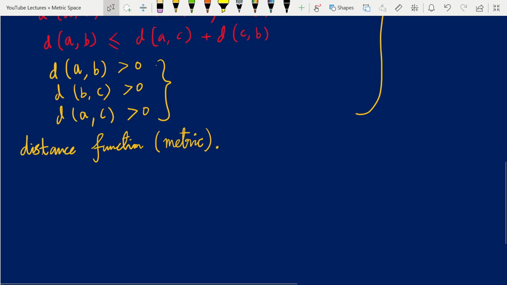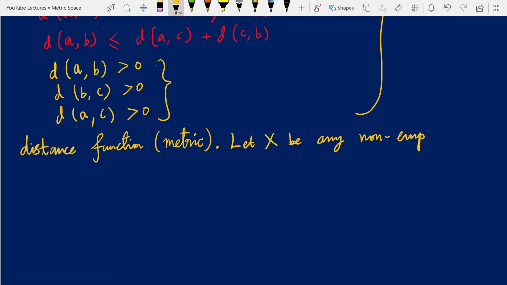So a function D, so D is a metric. So what does it take? Two elements. So just a minute. Yeah, I need a set first of all. So let x be any non-empty set. Suppose this x is any non-empty set where I want to introduce the concept of distance, right?